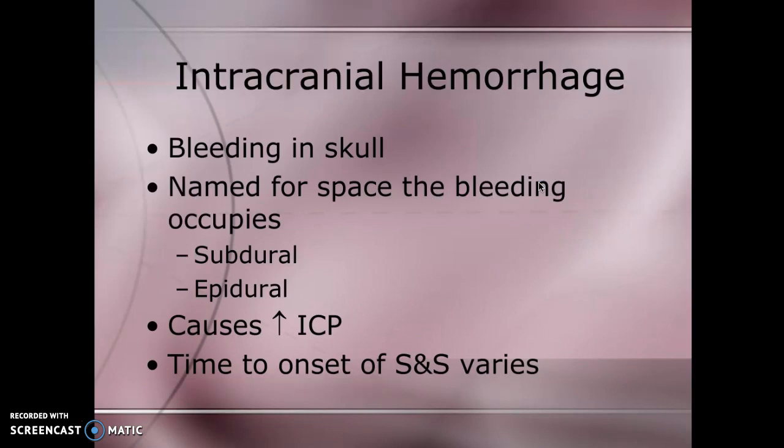Okay, so that's a definition of there being bleeding inside the skull. It's named for the space that it occupies and causes that increased intracranial pressure. We already know that the time of onset will vary. Part of that is because in the epidural space you have arteries, and in the subdural space you have veins, and so the venous bleeding is going to be slower, and so the subdural hematoma can take longer to onset.